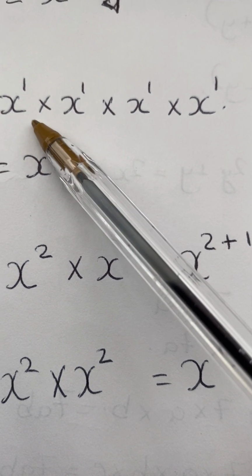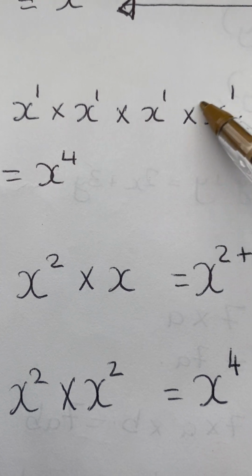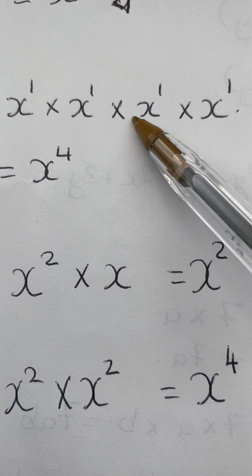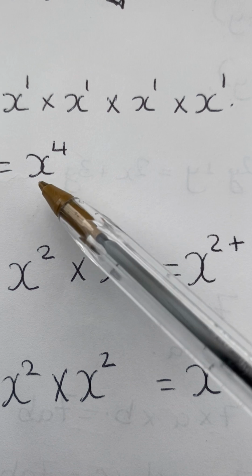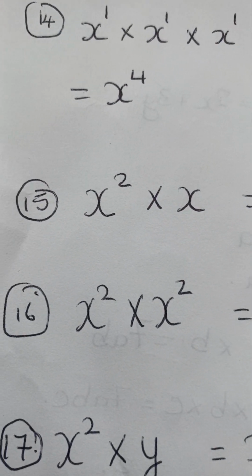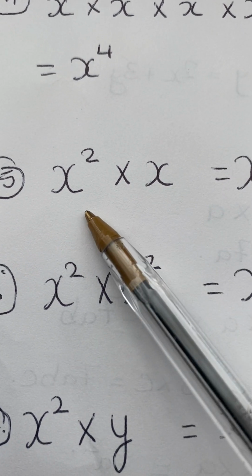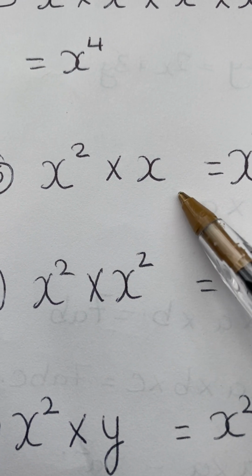Okay, so now we've started. So now I'm showing you that if you have it repeating 4 times, it's x to the power 4. So now let's go to the next example. x to the power 2 times x.